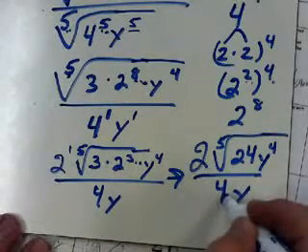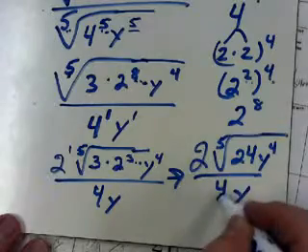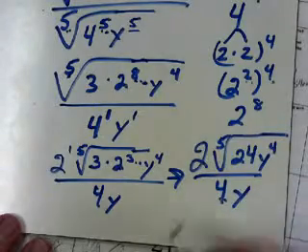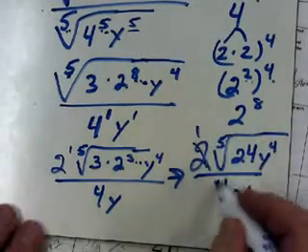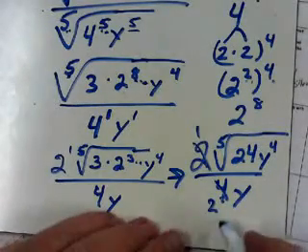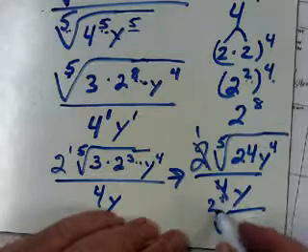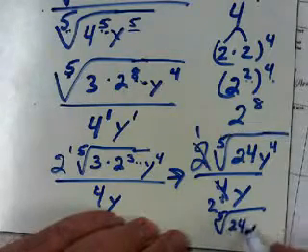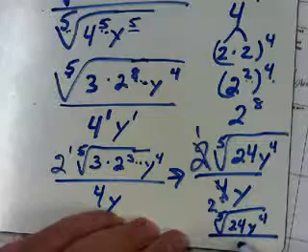Can't I reduce this 2 and this 4 by 2? Yes. 2 can be reduced by 2. 2 goes into 4 twice. So I end up with 1, the 5th root of 24 y to the 4th all over 2y.